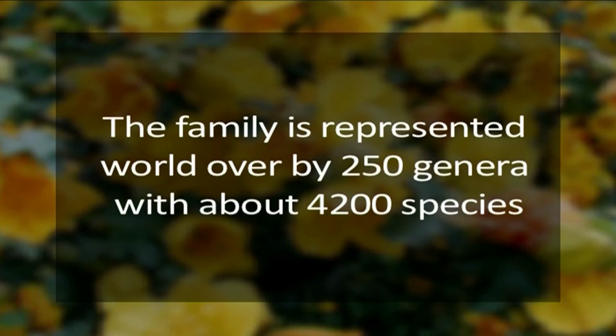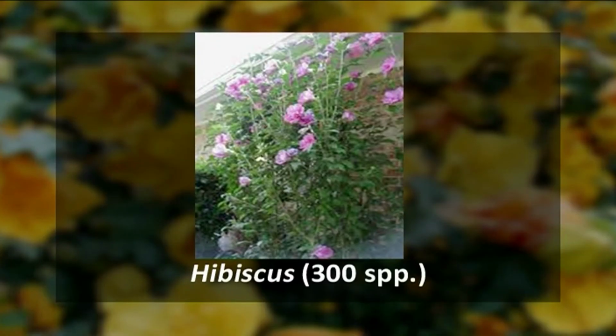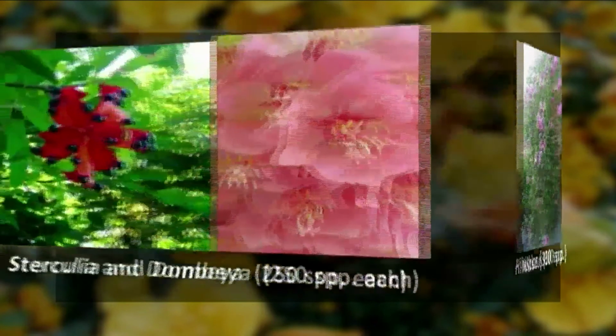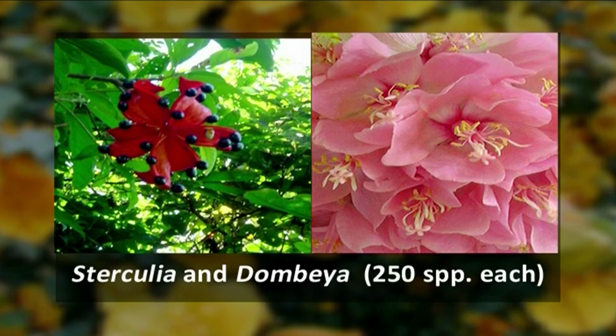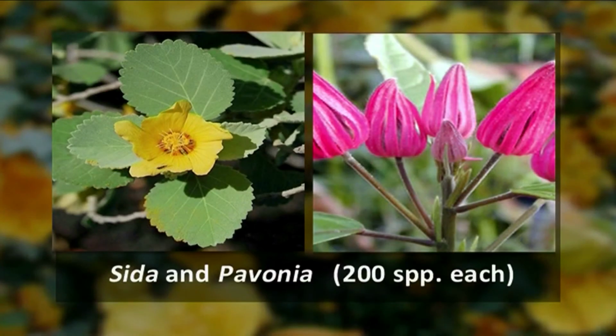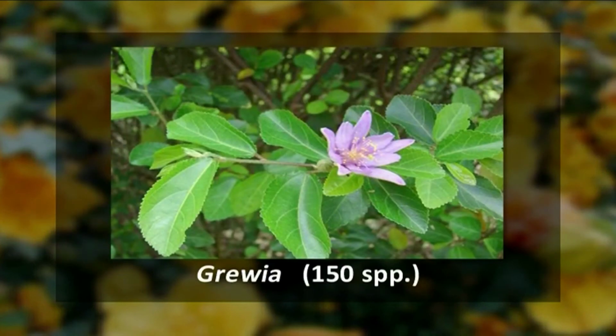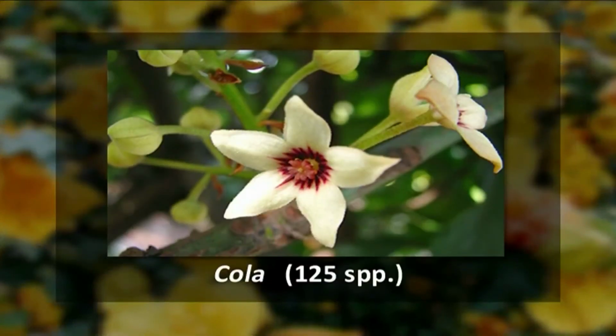At present, the family is represented worldwide by about 250 genera, with more than 4,200 species. Some of the species-rich genera in this family are Hibiscus, having 300 species. Then Pterospermum and Dombeya, each having 250 species. Sida and Pavonia, having 200 species each. Grewia with 150 species, followed by Cola, having 125 species.